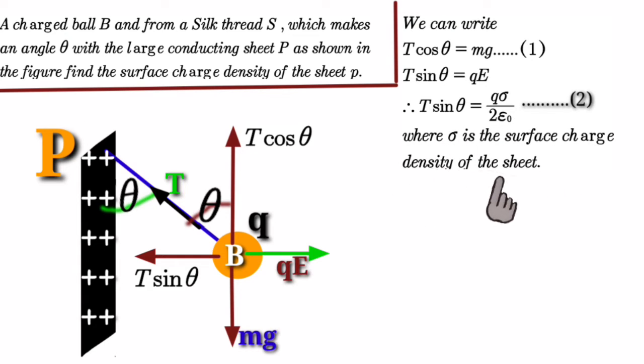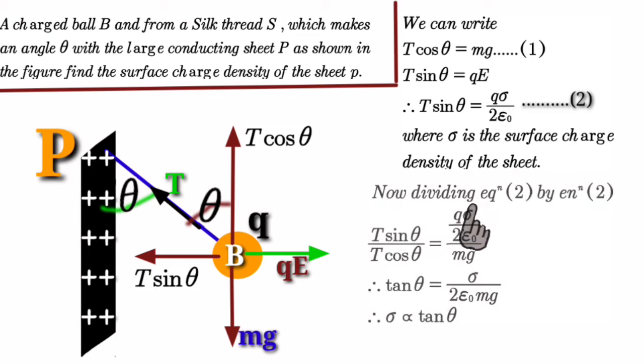Now by dividing equation 2 by equation 1, we get T sin theta by T cos theta is equal to Q into sigma divided by 2 epsilon naught, whole divided by mg. Then we get tan theta is equal to Q sigma by 2 epsilon naught into mg. Therefore, sigma is proportional to tan theta.